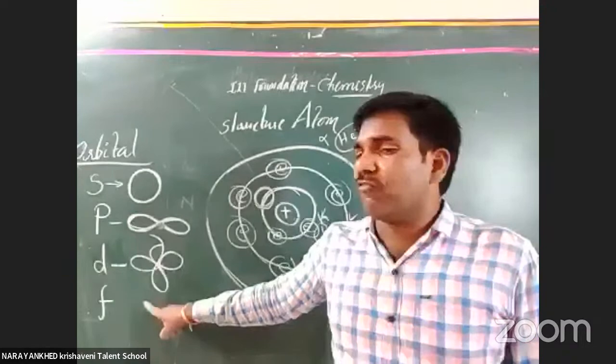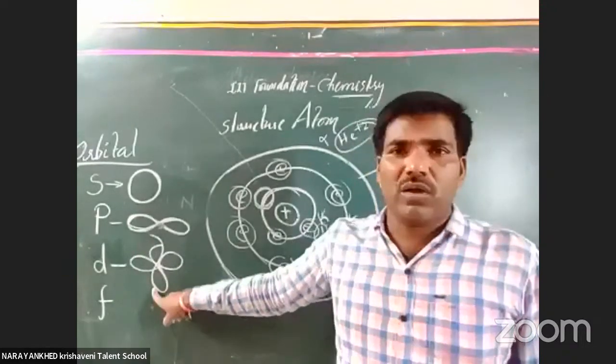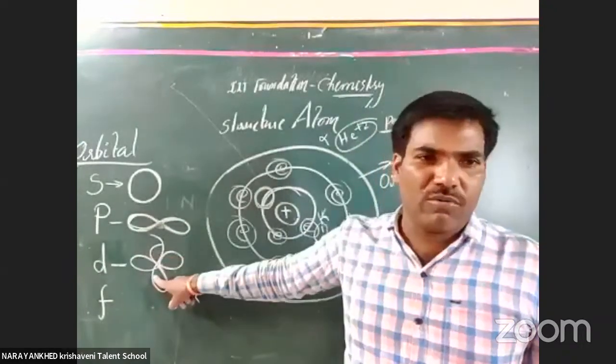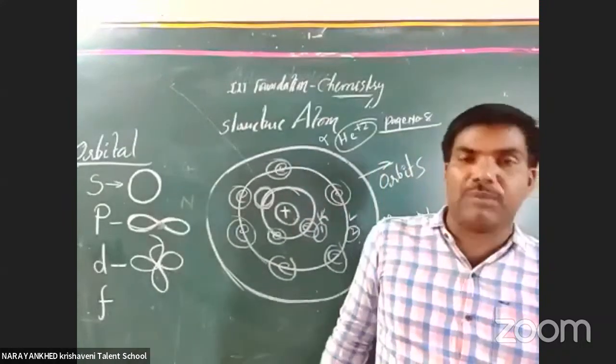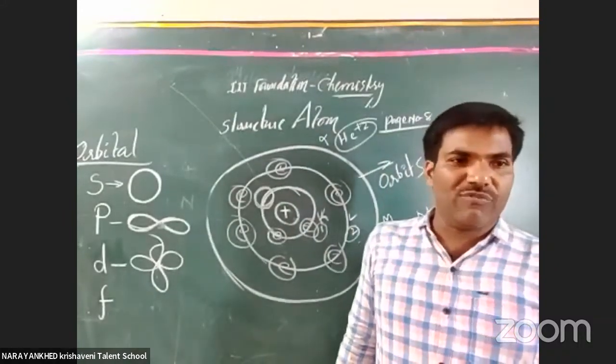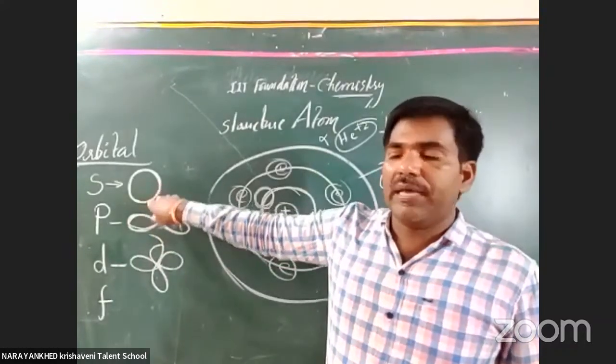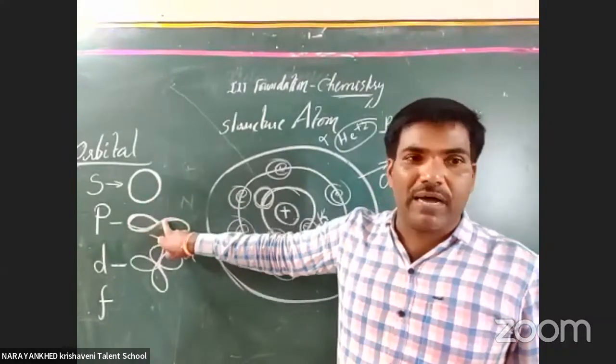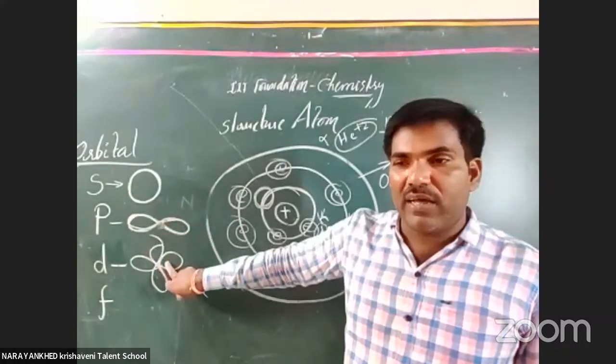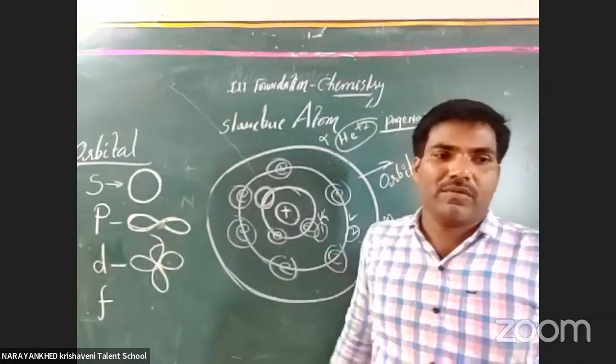It is not possible to draw on our board a three-dimensional shape. It is somewhat a critical shape. It will be there. Understood all of you? S orbital in which manner? Circular manner. P orbital in which manner? Dumbbell manner. D orbital in which manner? Double dumbbell manner. Okay, clear or not?